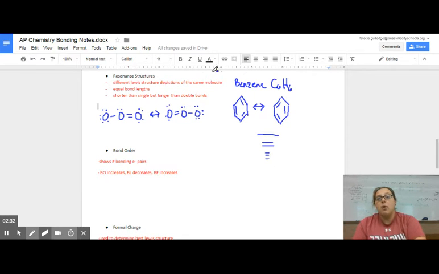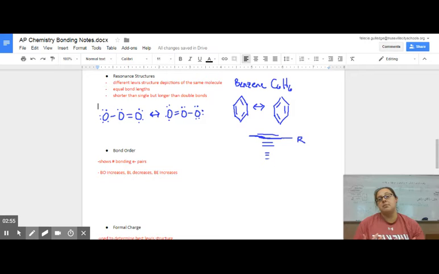And so what we see in resonance structures is that they're equal in bond length, and they're in between the length of a single and double bond. So resonance structure lengths, I'm just going to put a little R there, are in between. They're shorter than single bonds, but they're longer than double bonds.